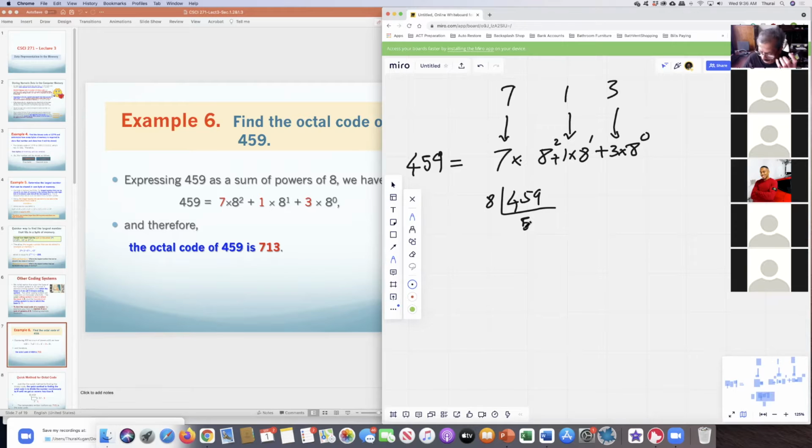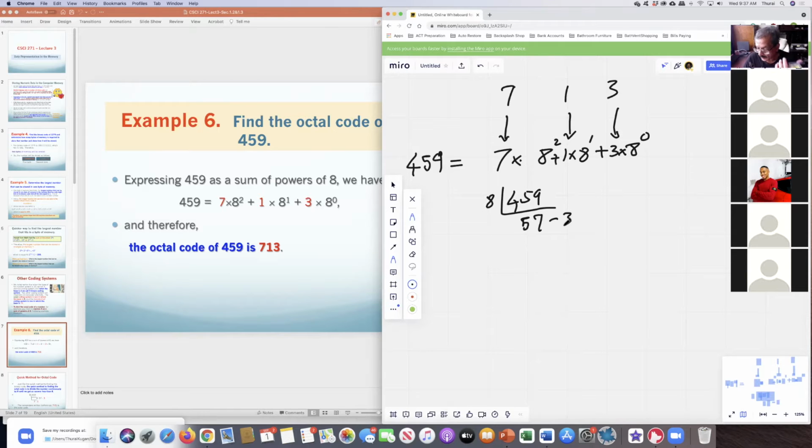8 goes into 45 5 times. 8 times 5 is 40, so that's 5, and bring down the 9, so 59. 8 goes into 59 7 times with a 3 remainder.